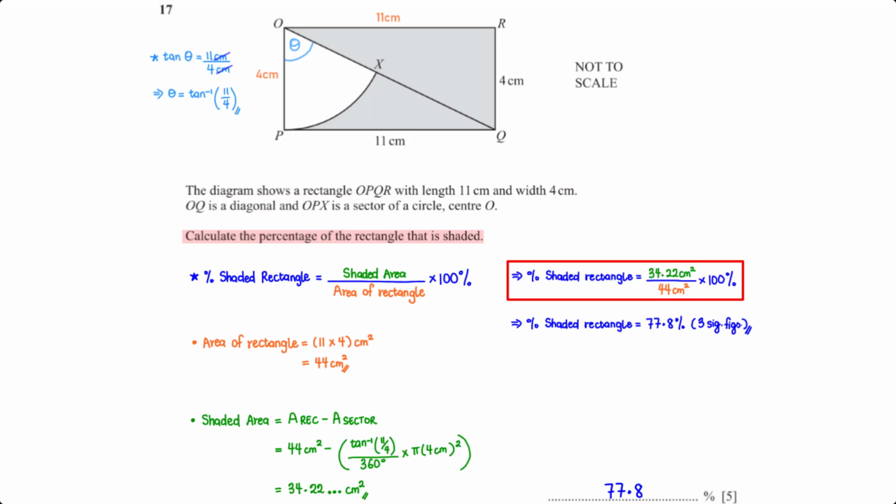So now the percentage of the shaded rectangle is 34.22 centimeters squared divided by 44 centimeters squared times 100%. When we type this into the calculator, we get 77.8% rounded to 3 significant figures.